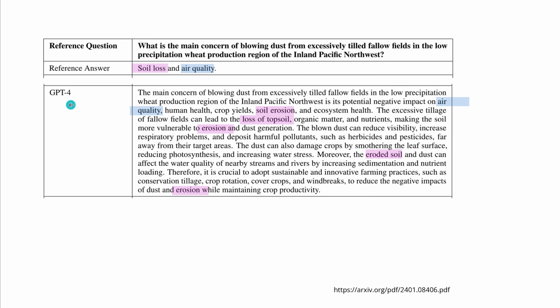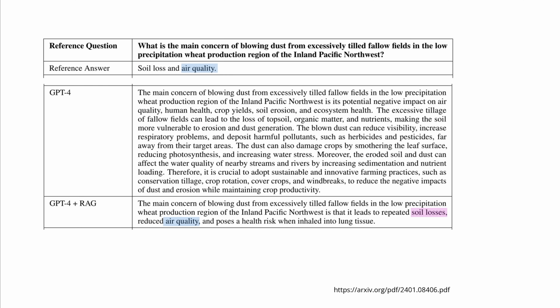Now, the real GPT-4, un-fine-tuned, un-RAGged, just your normal GPT-4, found a beautiful answer. Air quality, soil erosion, erosion of soil, erosion. Really nice, really informative. Now, let's see the RAG application by Microsoft here on the Microsoft Cloud. This is the answer: leads to repeated soil loss, reduced air quality, imposes a health risk when inhaled into lung tissue.